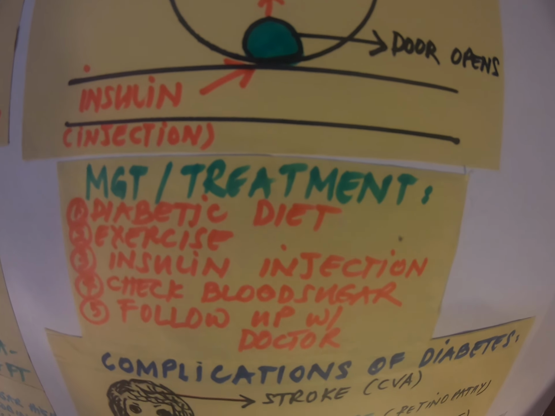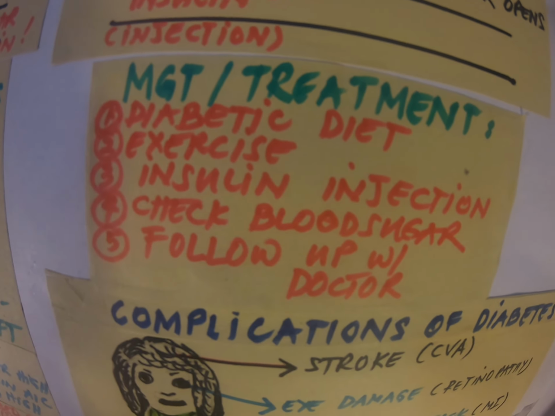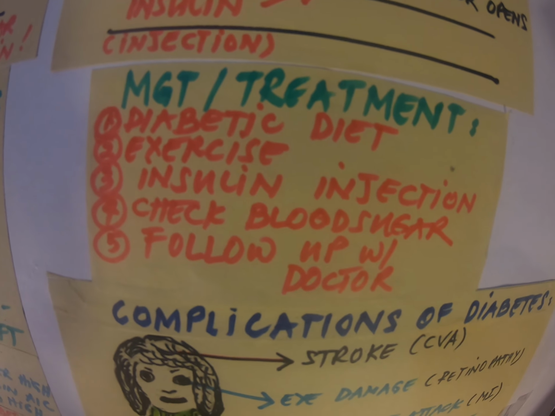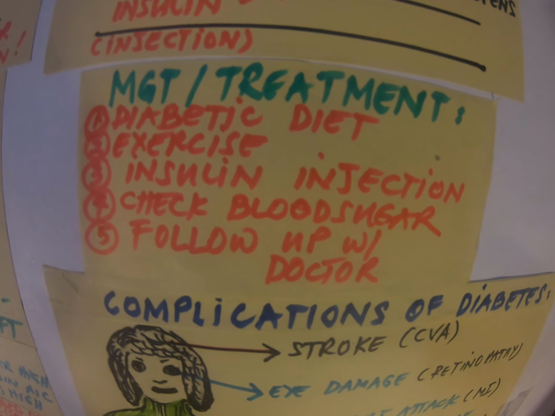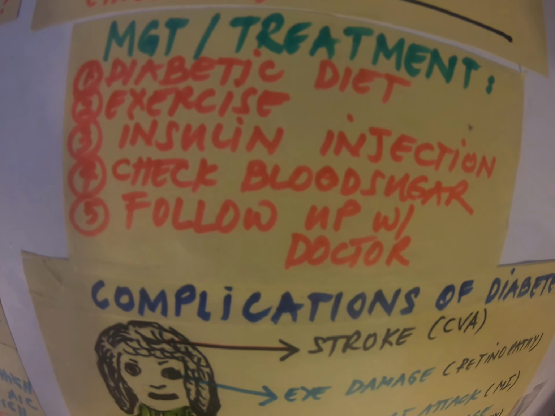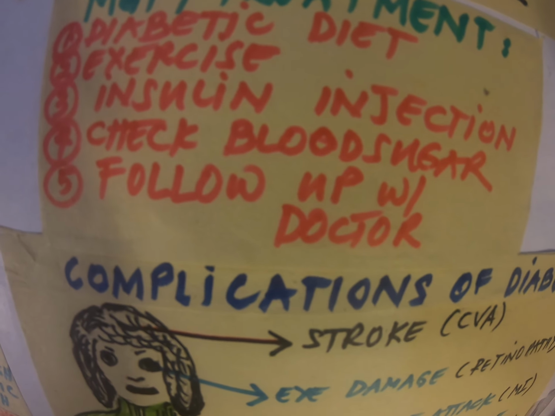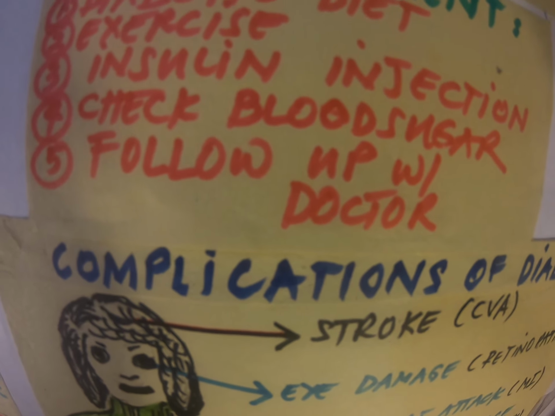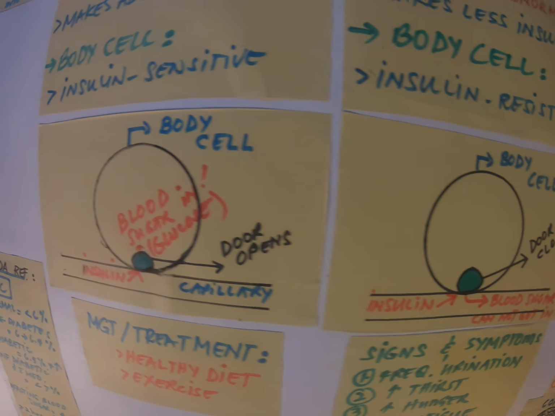Let's take a look at the management and treatment for this patient. Continue diabetic diet and exercise. Diet and exercise improve the sensitivity to insulin by the cell and also help lose weight. Insulin injection, checking the blood work or the blood sugar, and they should have a glucometer and follow up with the doctor.